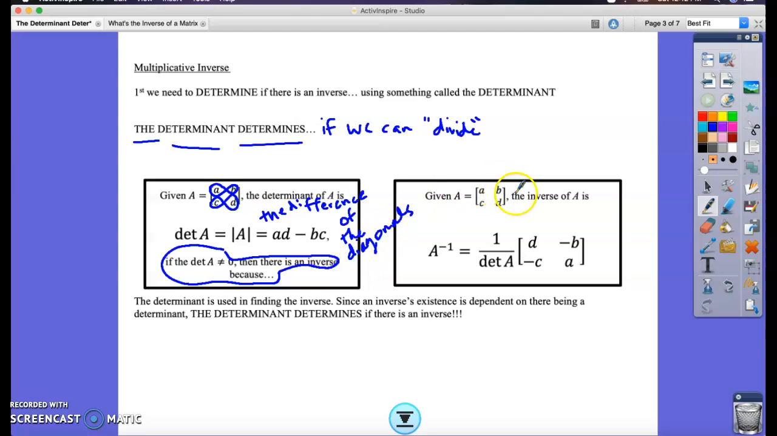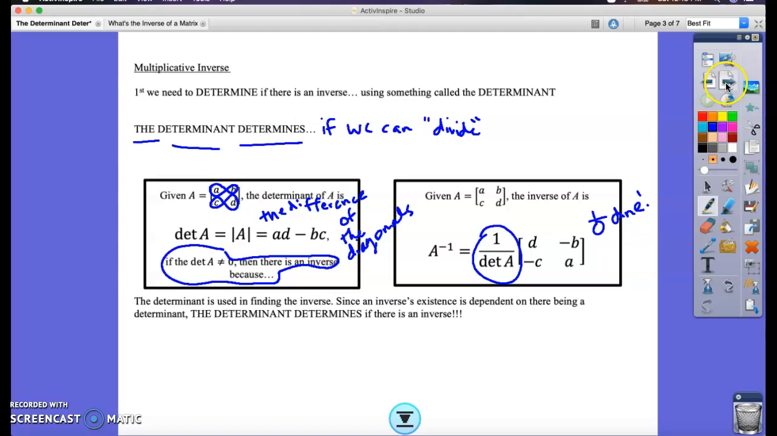Why is that? Well, because the formula to find the inverse is this beautiful thing right here. Now, it looks complicated, but we're going to do this in the next video. This says A inverse equals 1 over the determinant. And right here is why my determinant cannot be 0. 1 divided by 0 does not exist. So that means if the determinant ever is 0, game over, we're done. Because the determinant is used in finding the inverse, and an inverse existing is dependent on there being a determinant, that is why the determinant determines.